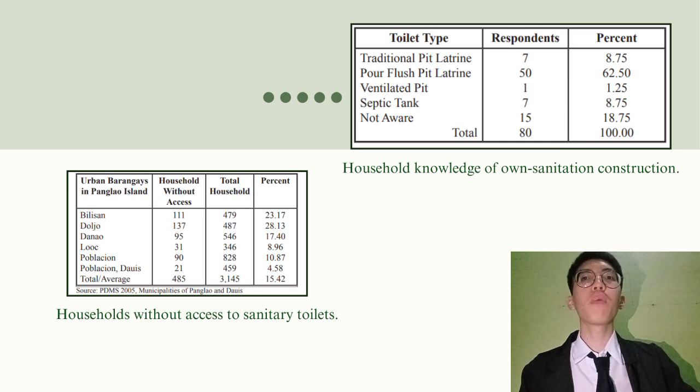It presents a table showing the number of households without access to proper sanitation facilities in different areas of the island. It tells us how many households don't have access to toilets and the percentage of households without access. This highlights the lack of proper sanitation infrastructure.